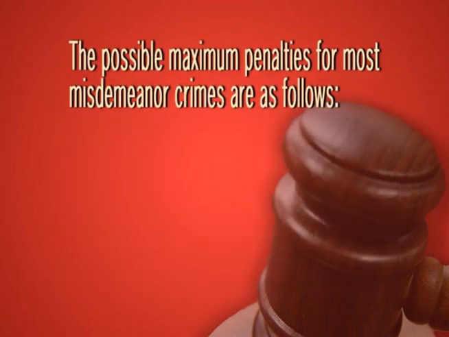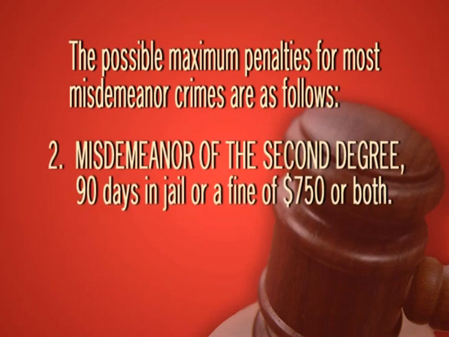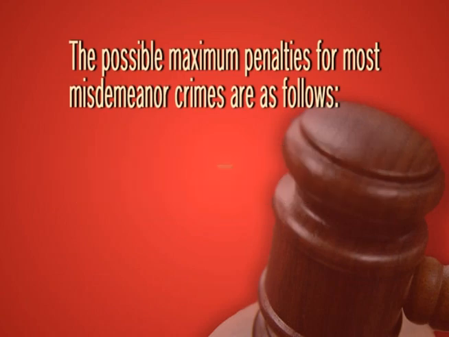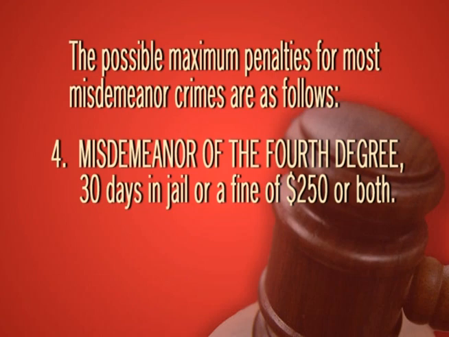The possible maximum penalties for most misdemeanor crimes are as follows. 1. Misdemeanor of the first degree, 6 months in jail or a fine of $1,000 or both. 2. Misdemeanor of the second degree, 90 days in jail or a fine of $750 or both. 3. Misdemeanor of the third degree, 60 days in jail or a fine of $500 or both. 4. Misdemeanor of the fourth degree, 30 days in jail or a fine of $250 or both.